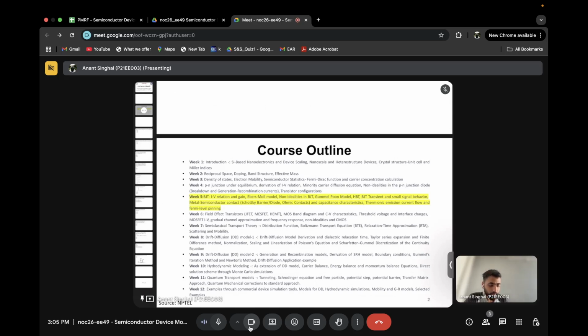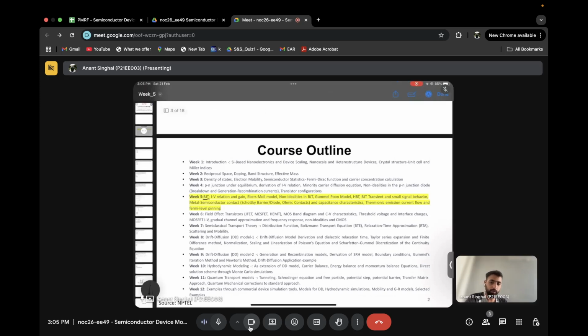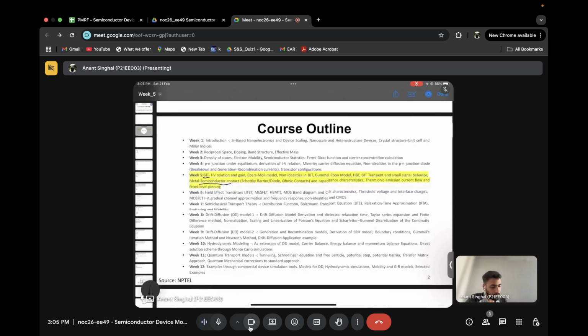We have one more device, which is what we call the BJT, or the bipolar junction transistor. We'll be starting with the very basic derivation of the p-n junction, and in this particular lecture, I'll be telling about the BJT structure and how it actually works, and what is the difference in the structure of a BJT as compared to a diode. Then we'll be covering metal semiconductor contacts, which is one of the important topics for this lecture. We have both Schottky and ohmic contacts in the course outline, so we'll be covering these two topics also.